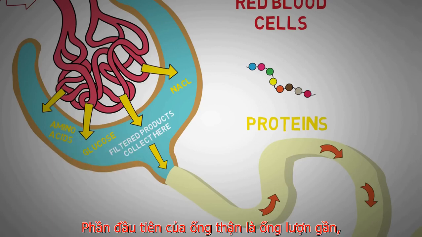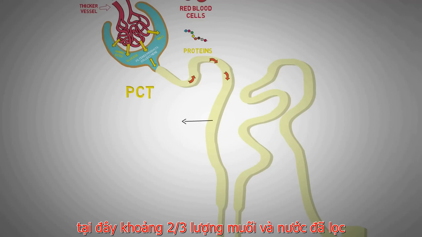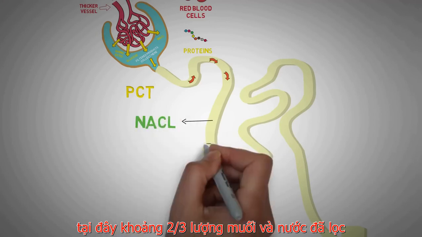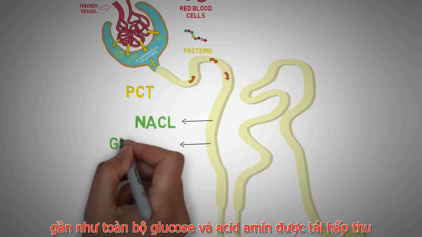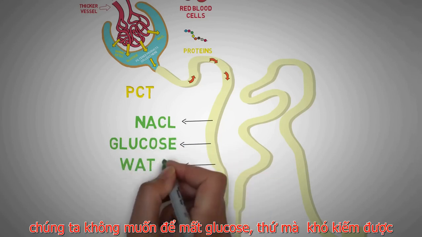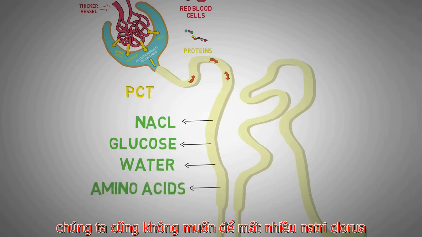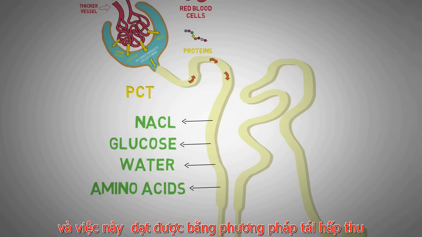The first part of renal tubule is the proximal convoluted tubule, where approximately 2/3 of the filtered salts and water, almost all glucose and amino acids are reabsorbed. We don't want to lose glucose. That's hard-earned stuff that we ate that was good for energy. We don't want to lose necessarily as much sodium chloride as well. This is achieved by the method of reabsorption.